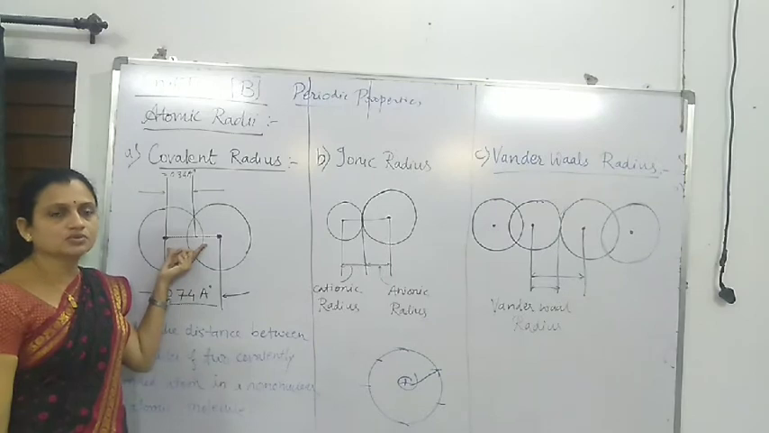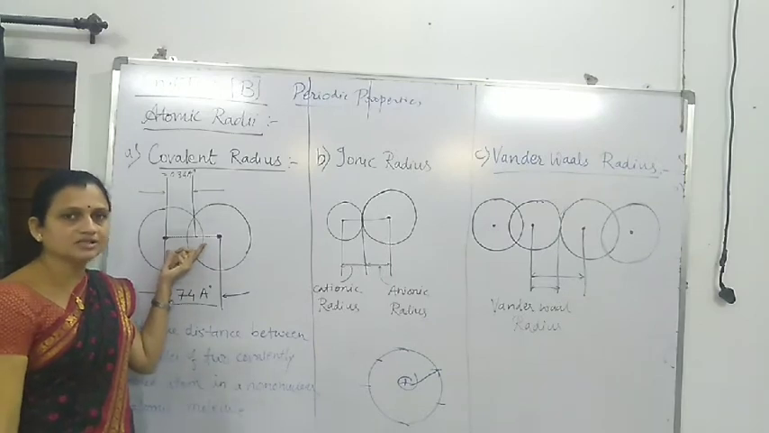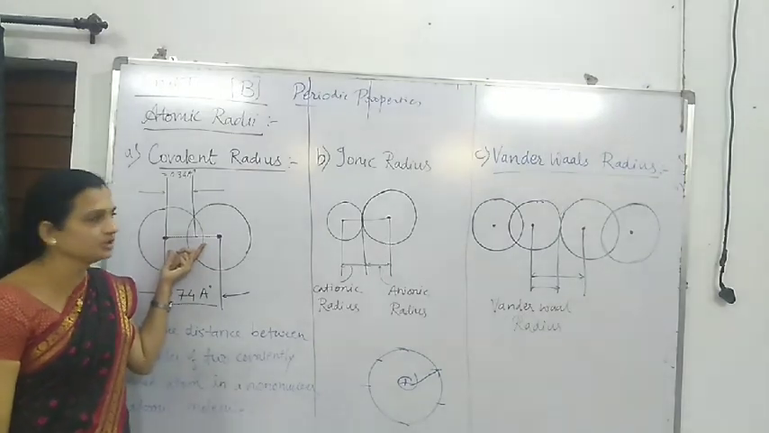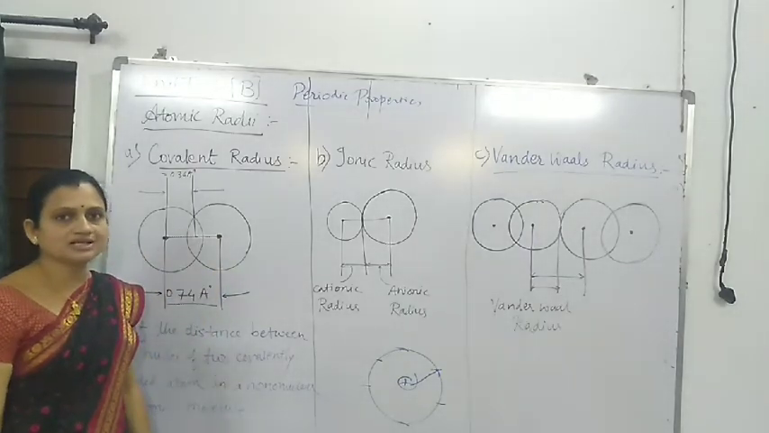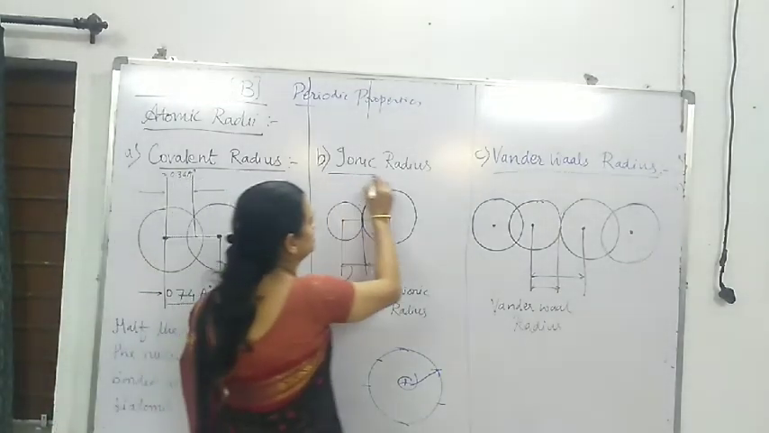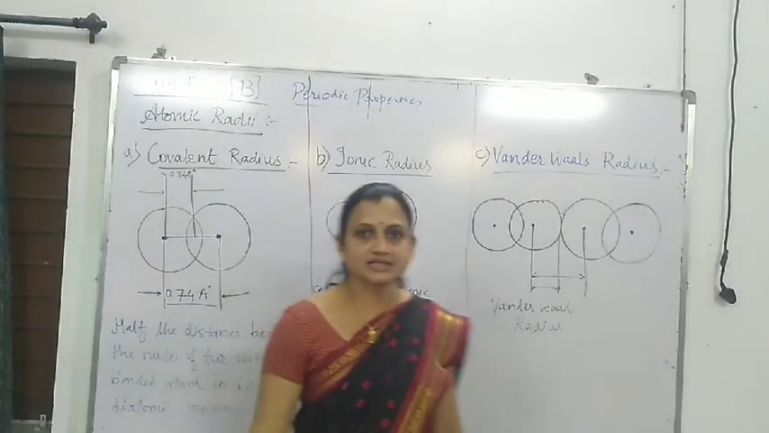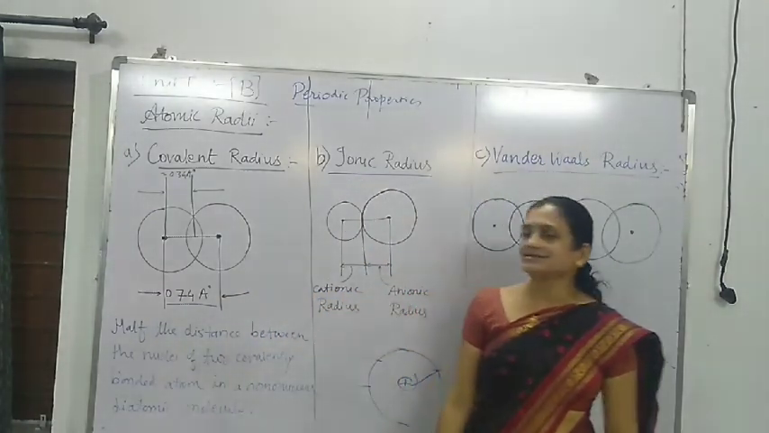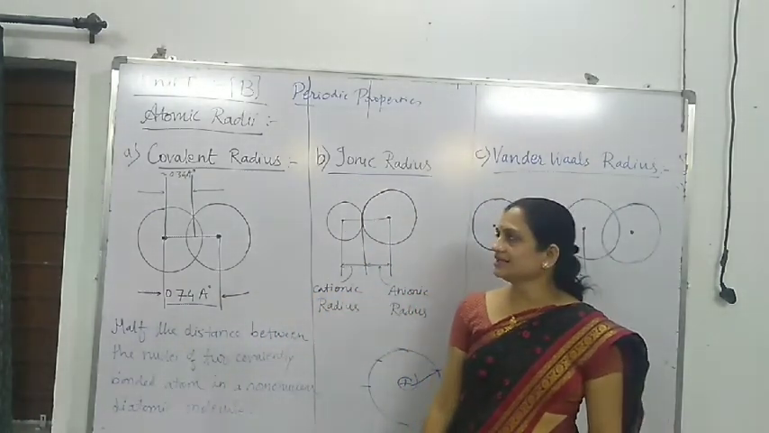nuclei of the two covalently bonded atoms in a homonuclear diatomic molecule. So this is about the covalent radius. Now the second term, ionic radius. So you know ions can be divided into cation and anion.